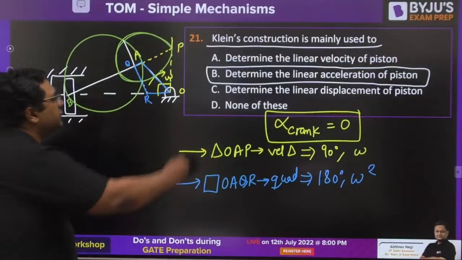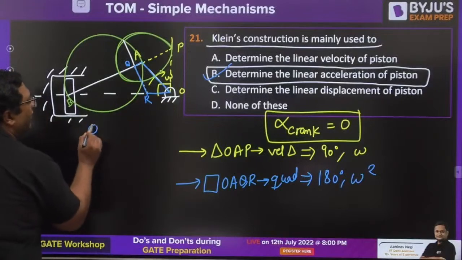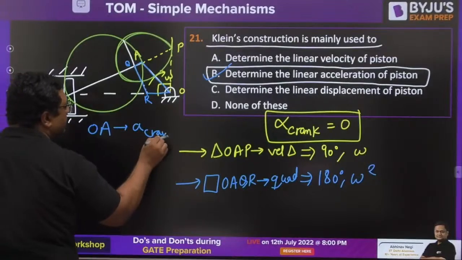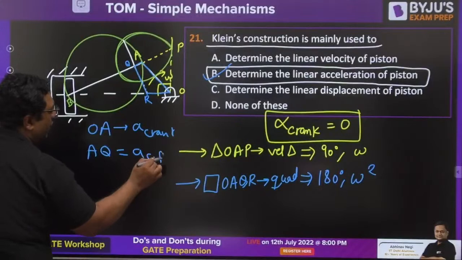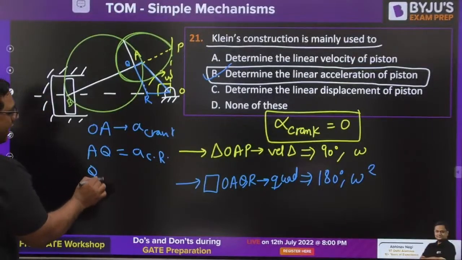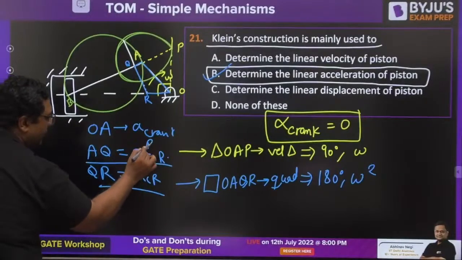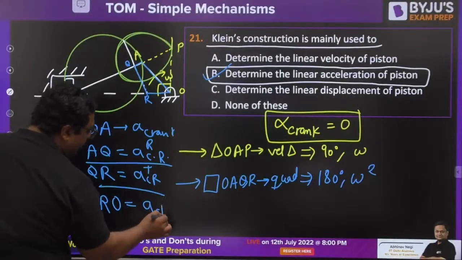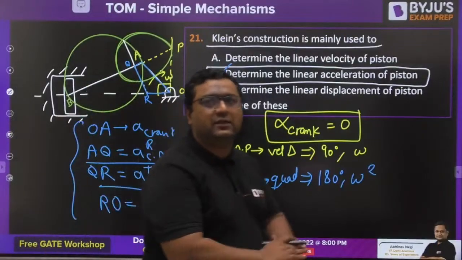So the answer for this is B, no doubt. I feel you understood this. If you understood this properly, here OA will give you acceleration of crank. Here AQ will give you acceleration of connecting rod. And QR will also give you acceleration of connecting rod, because connecting rod will be having radial and tangential both. Then RO is giving you acceleration of slider. Okay, so this is how we have seen it.